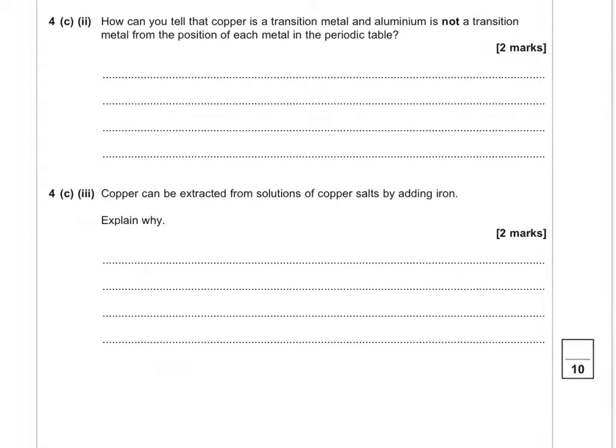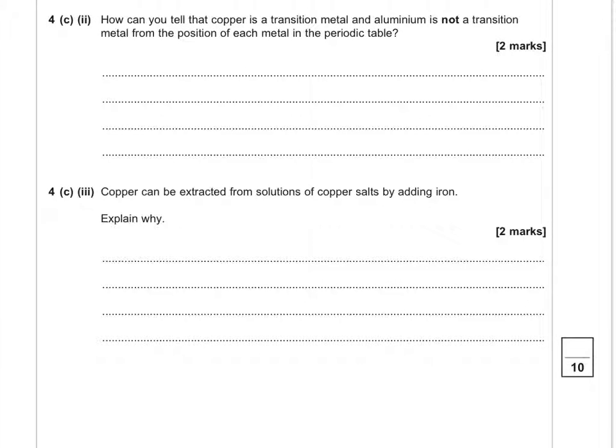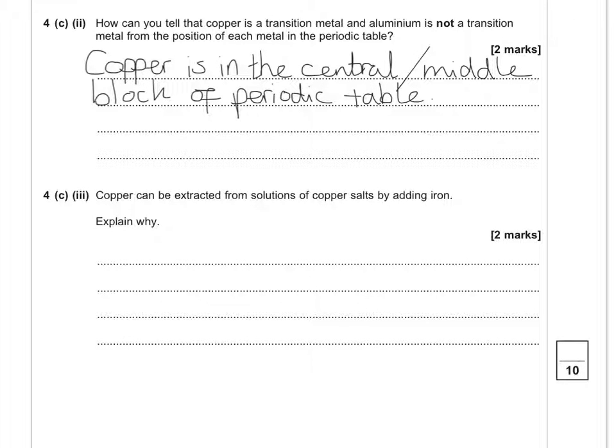Question 4c2. How can you tell that copper is a transition metal and aluminium is not a transition metal from the position of each metal in the periodic table? 2 marks. Right, so you're going to get 1 mark from saying where copper is, and copper is in that central or middle block of the periodic table. And if you remember, this is where the transition metals are found. Then we find aluminium. Aluminium is in group 3 of the periodic table, so therefore it is not a transition metal.